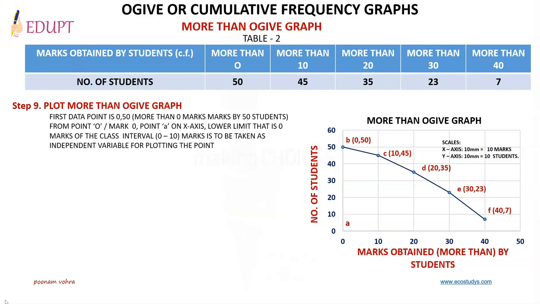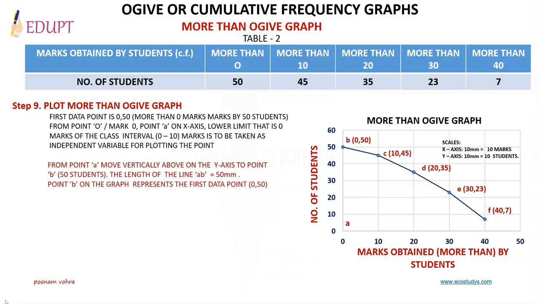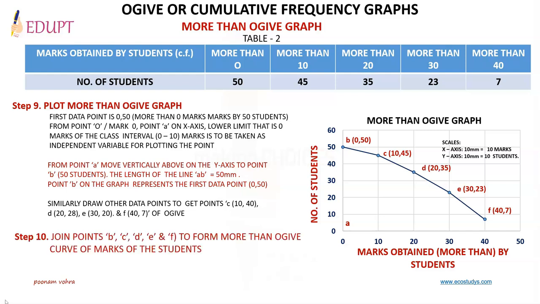So first data point is more than 0 and 50, which is represented by line AB. Point B on the y-axis represents first data point 0 and 50. The next data point is C, shown by values 10 and 45. Point D coordinates 20 and 35, point E coordinates 30 and 23, and point F coordinates 40 and 7. By joining these points, one gets a cumulative frequency graph which is more than ogive.